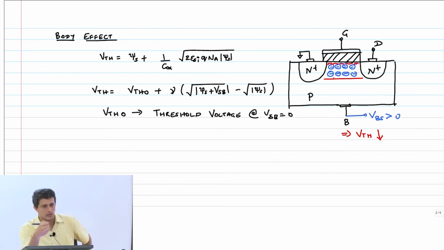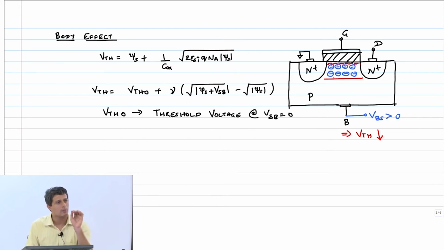So now let's just go through the same analysis that we did. If VBS has to go up, what should happen to VSB? It should go down. So now therefore the threshold voltage should, what should happen? Which direction should it go? VBS greater than 0, we said threshold voltage should decrease. So when VSB decreases, you want the threshold voltage to decrease. So what is the sign of this gamma? Positive, right? VSB decreases, you want threshold voltage to decrease as well.